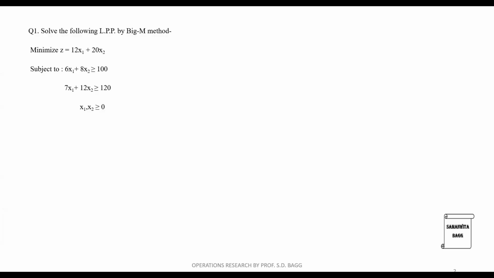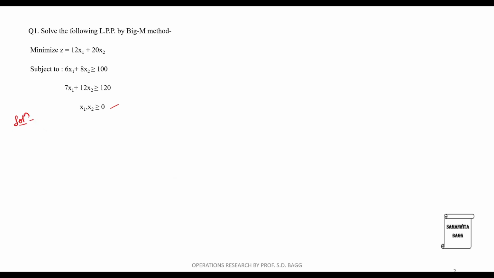Solve the following LPP by Big M method. We have to minimize Z, which is 12x1 plus 20x2, subject to constraints 6x1 plus 8x2 greater than equal to 100, 7x1 plus 12x2 greater than equal to 120, and the non-negativity constraint is x1, x2 greater than equal to 0.